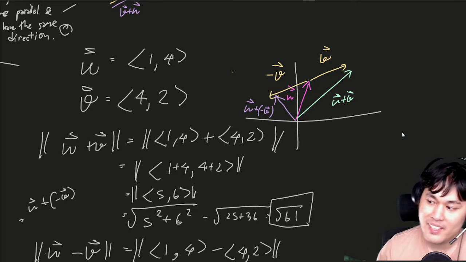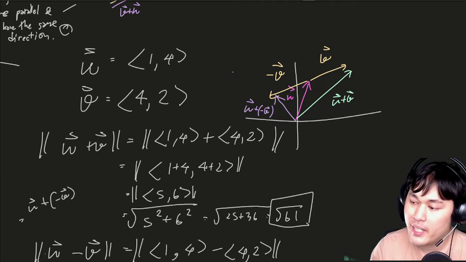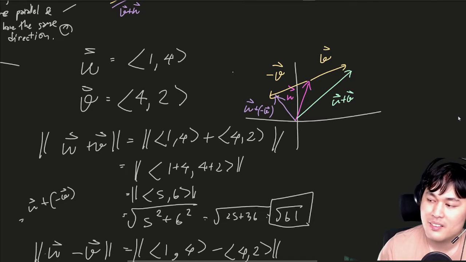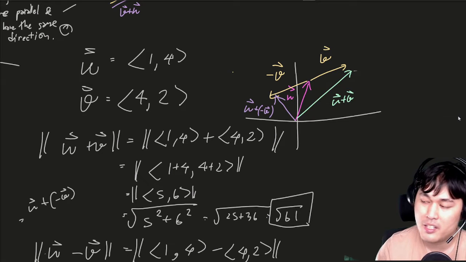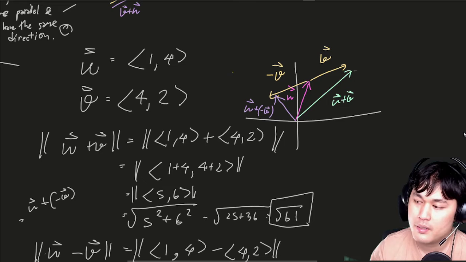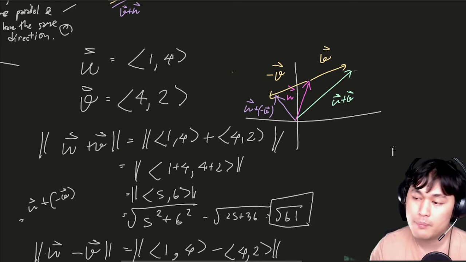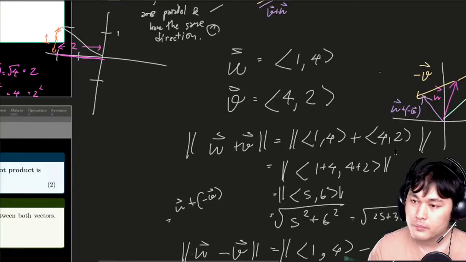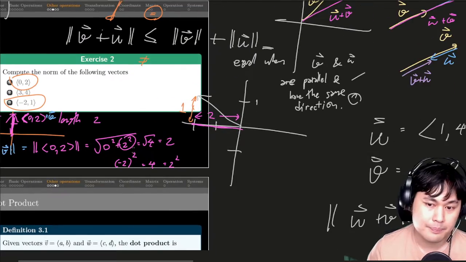And again, if you look at the image and compare the numbers, it makes sense, right? This purple vector seems a lot shorter than the green vector. So it makes sense that the length, or the norm, is smaller. And so that's the norm.